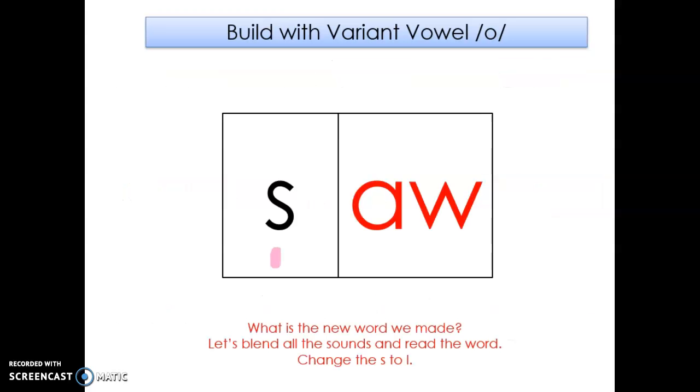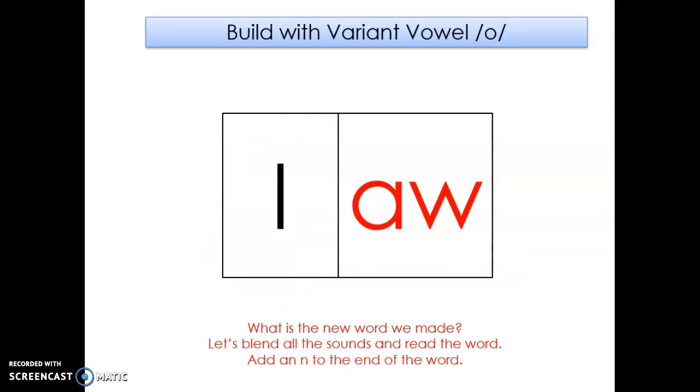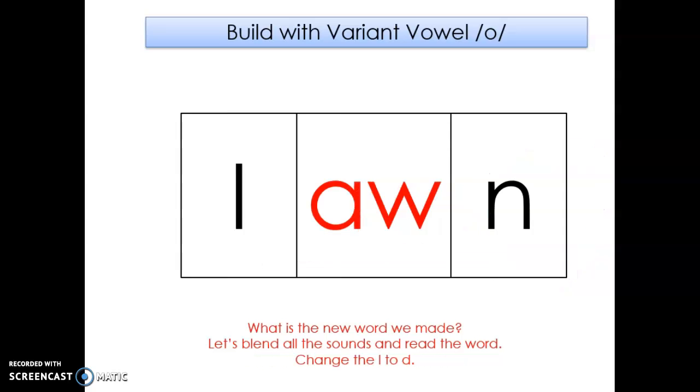All right. Think. Say, the word is saw. What's the word? Change S to L. The new word is law. What's the word? Add an N at the end of the word. Think. Say, word is lawn. What's the word?